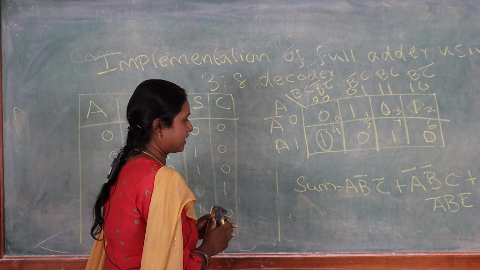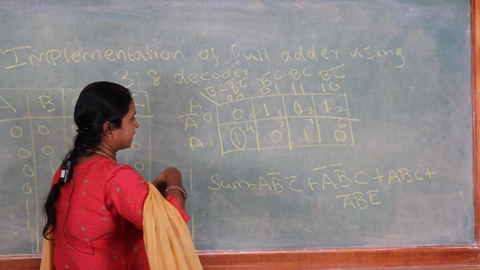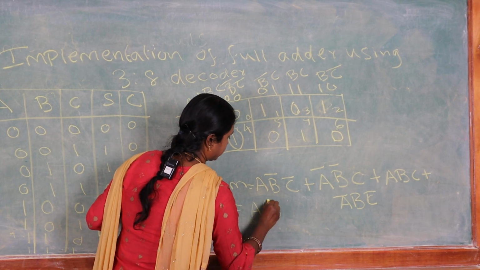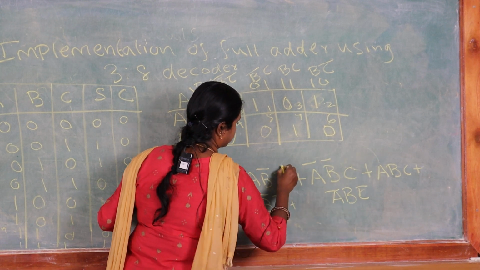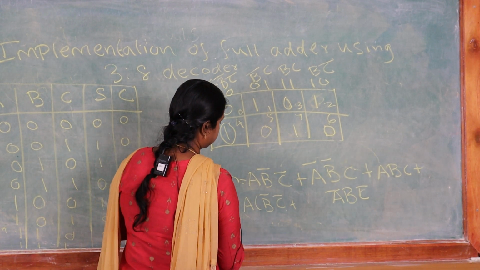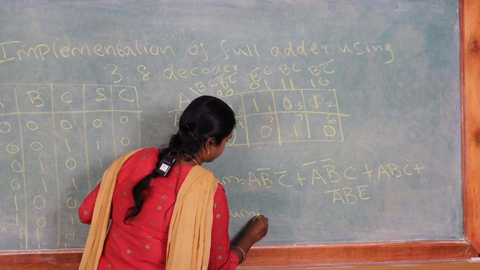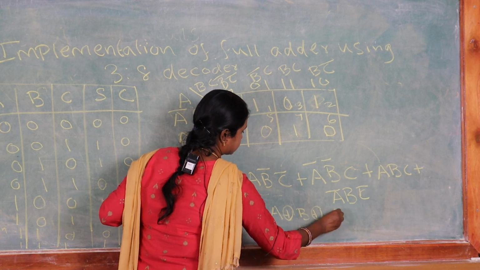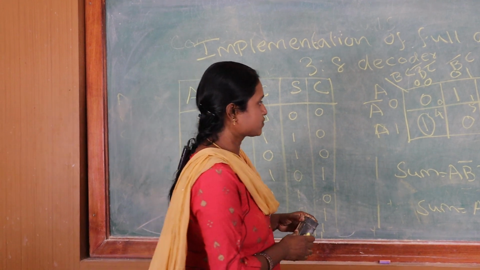Okay, now we have to arrange according to the same bits. For example, here I am having A B bar C bar, and I am combining both. So B bar C bar will be common, and A plus A bar will be different. Like that if you do, our output will be A XOR B XOR C. Similarly, we have to derive for carry also.